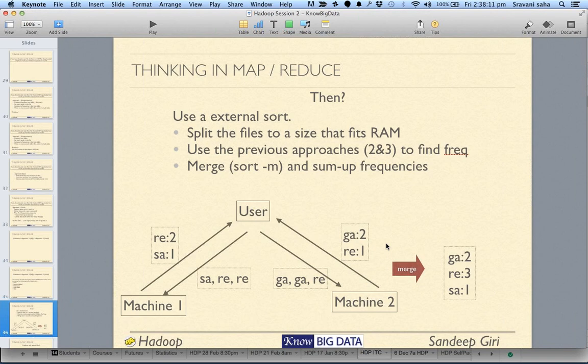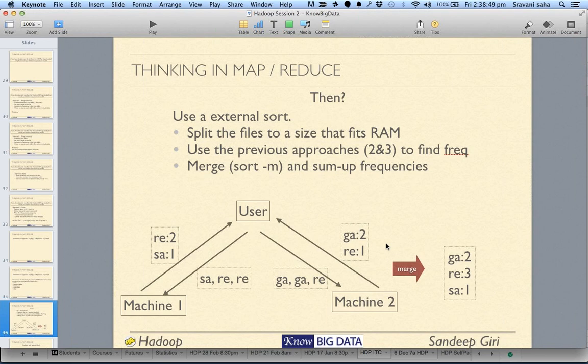Okay, so how do I handle this kind of scenario? What I did was buy one more machine. We have two machines now, and I wrote a script such that I sent some of the data to one machine and some to another, and then ran the previous approaches 1, 2, or 3 on machine 1 and machine 2. Both returned the frequency table to me.